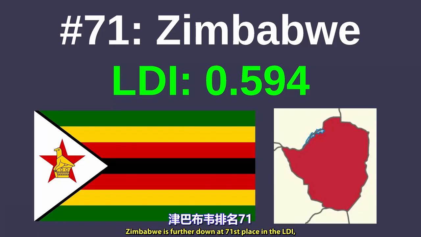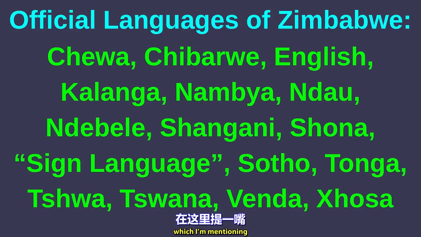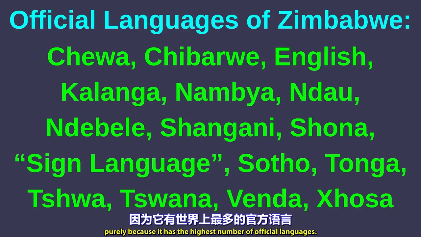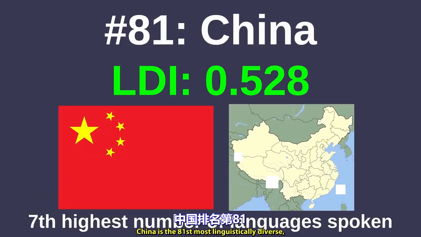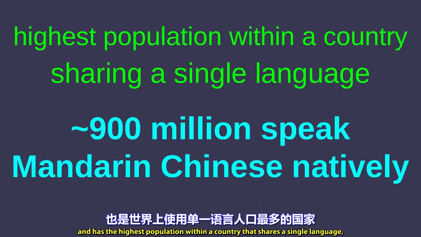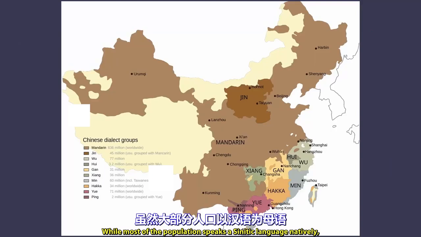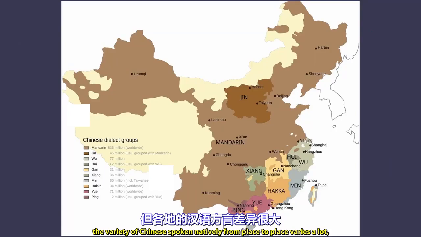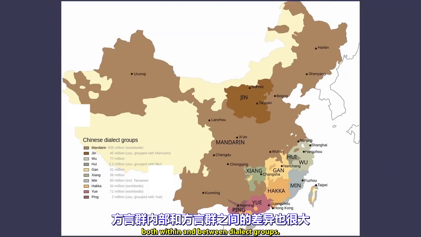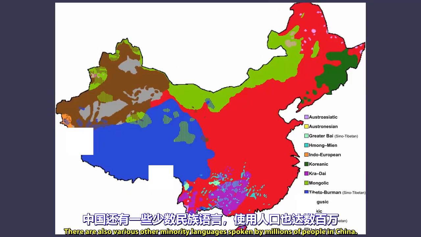Zimbabwe is further down at 71st place in the LDI, which I'm mentioning purely because it has the highest number of official languages. China is the 81st most linguistically diverse, is number 7 in the number of languages spoken there, and has the highest population within a country that shares a single language, that being Mandarin Chinese. While most of the population speaks a Sinitic language natively, the variety of Chinese spoken natively from place to place varies a lot, both within and between dialect groups. There are also various other minority languages spoken by millions of people in China.